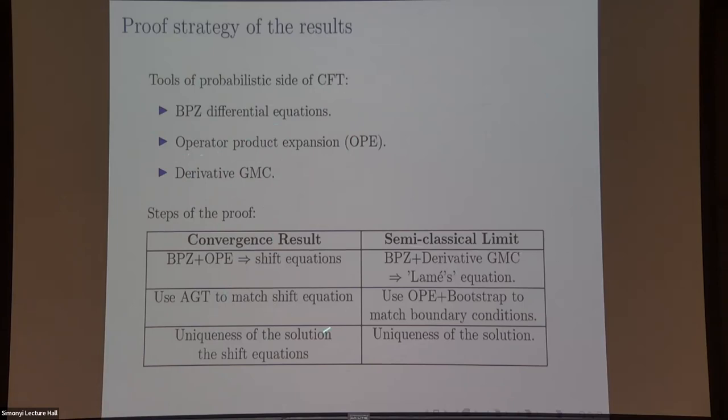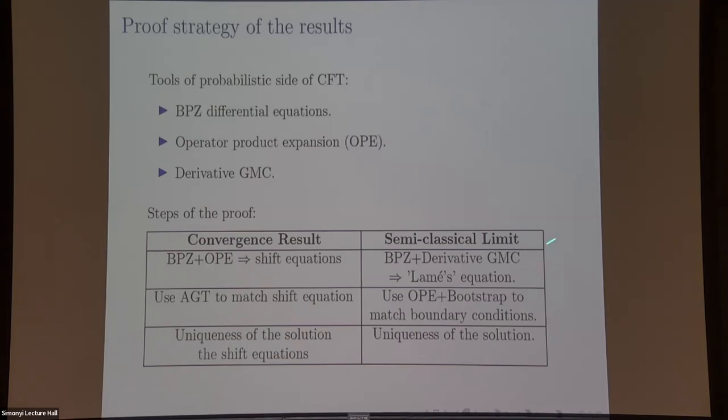The proof can be categorized into three steps for both results. BPZ plus OPE, a differential equation plus boundary condition, gives some shift equation for the conformal block. It relates the conformal block at some value of the parameter with a shifted value of the parameter by some explicit relation. Through the AGT connection with the Nekrasov partition function, we were able to show that the representation theoretic definition of the conformal block also matches the same shift equation that we got from the probabilistic side. The last step is the uniqueness of the solution, which shows that these two definitions are equal.